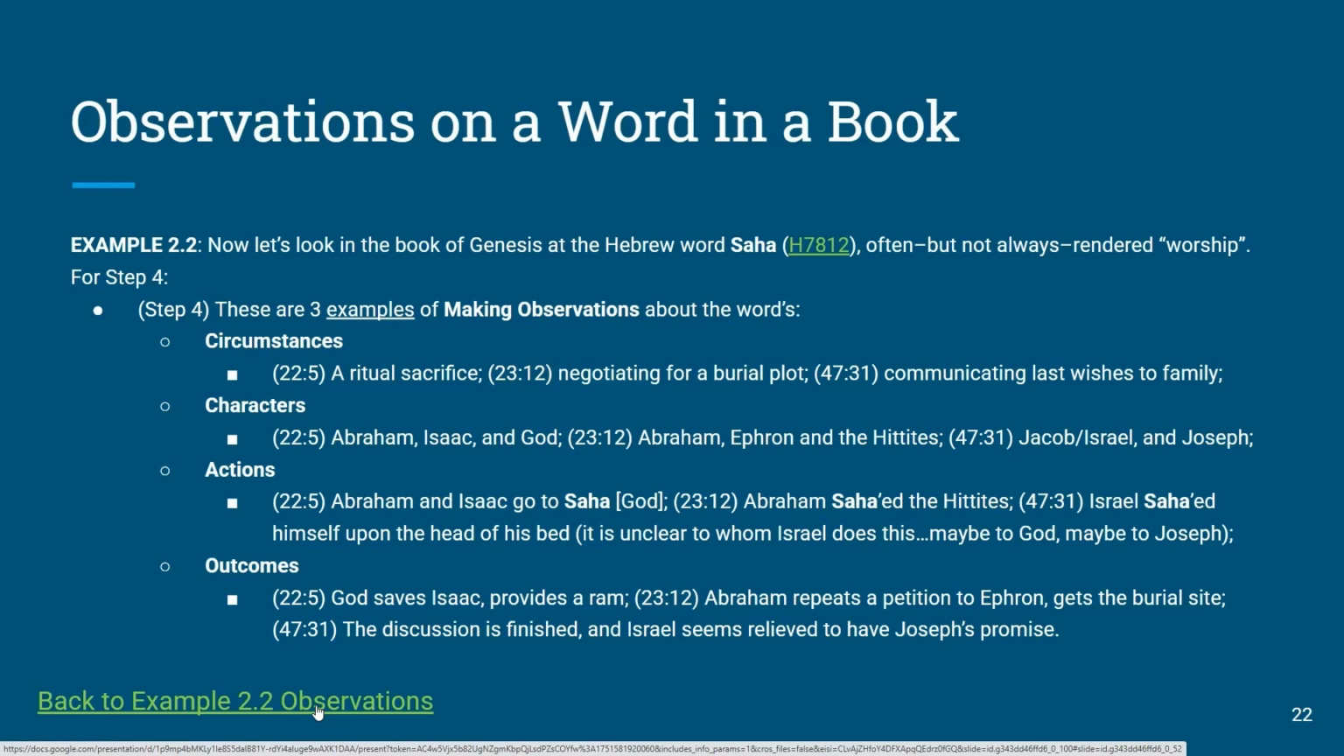So, regarding circumstances, in chapter 22, verse 5, the context of this is a ritual sacrifice. In chapter 23, verse 12, Abraham is negotiating for a burial plot with a group of people who own the plot of land he would like to use. And in chapter 47, one character is communicating his last wishes to his family.